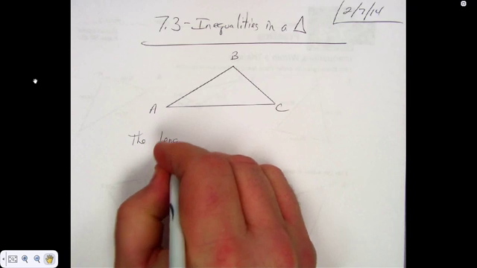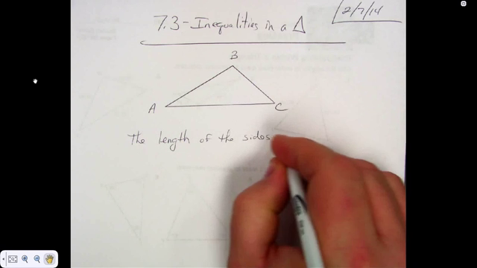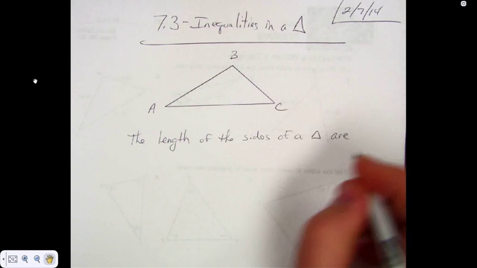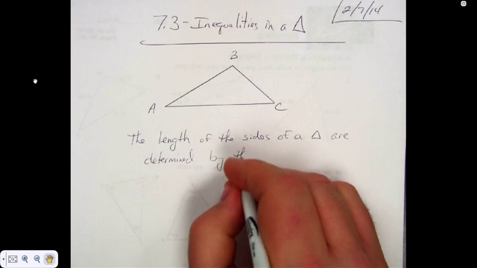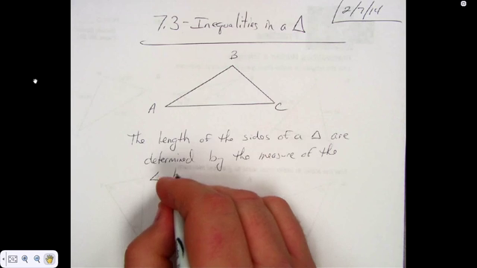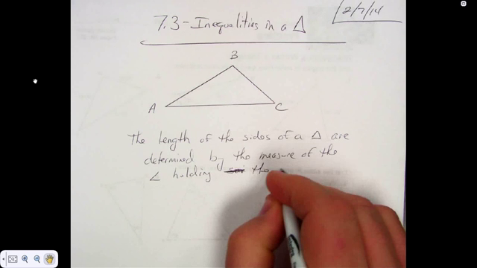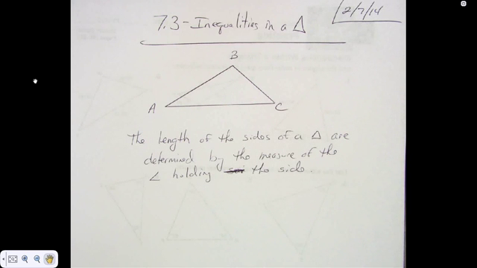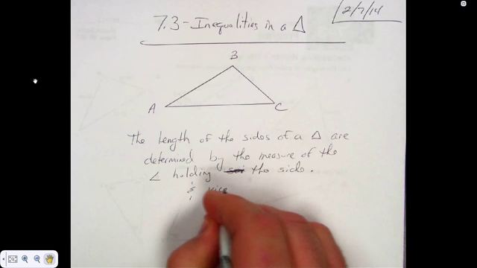I'm going to say this, and this is just kind of in layman's terms, but the length of the sides of a triangle are determined by the measure of the angle holding said side. Holding the side. And vice versa.